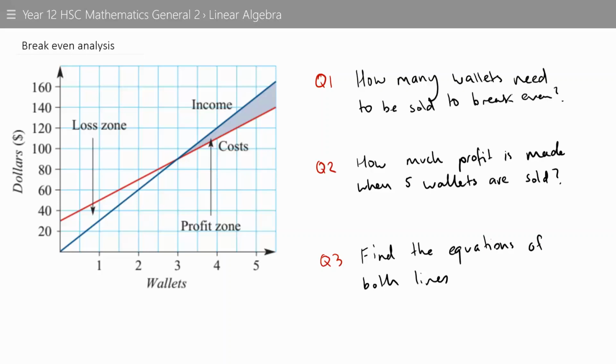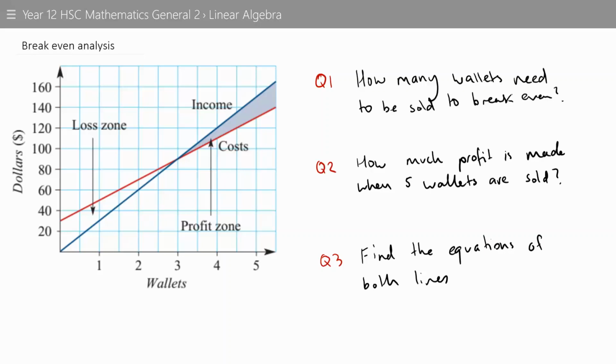In this video, we've got this graph and this red line which represents the cost. So this is how much it costs you. In this case, we're talking about wallets. The blue line is the income. Where it's shaded, in this area, is the profit zone. Down here is the loss zone. So there's a certain amount of wallets that have to be sold before you enter the profit zone.